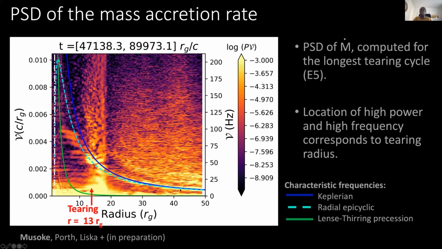This plot shows that we have an extended region of high power that runs along the radial epicyclic line, the dashed cyan line. This shows that we have a strong radial epicyclic signal across the disk. Importantly, we also find a somewhat localized feature here at 55 Hertz, and around 13 Rg, which is the location of the tearing radius in this cycle, signifying the potential presence of a high frequency QPO signature.